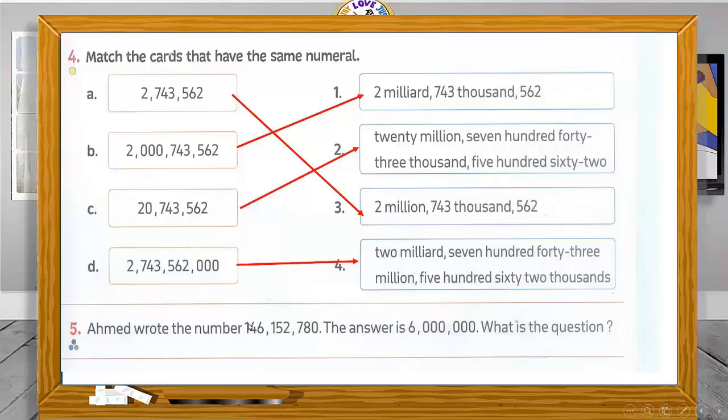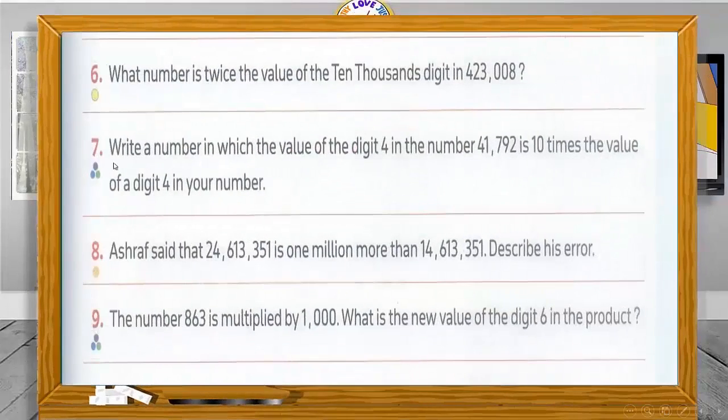What is the question? He asked you about what? He answered 6 million. What is the question? Look here, 6 is in which place? In the millions place. So he asked about the value of digit 6. What is the value of the digit 6? This is the question. Next one.